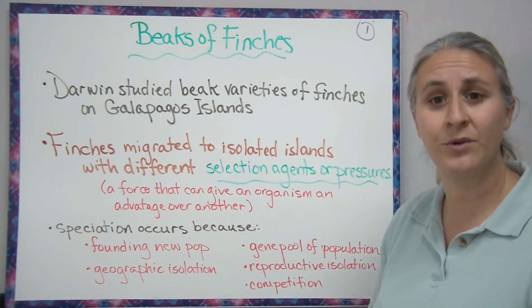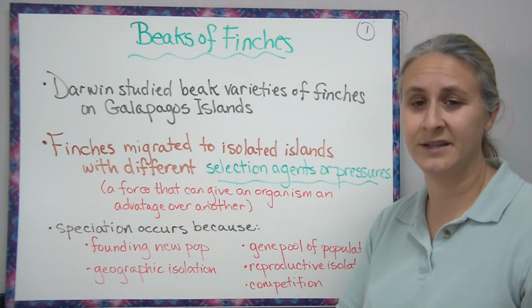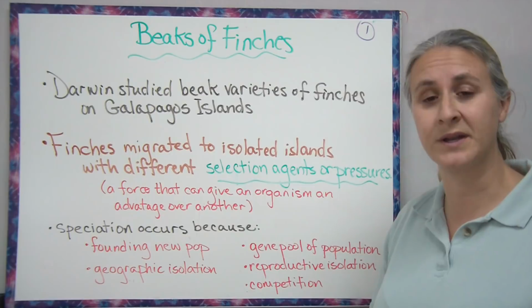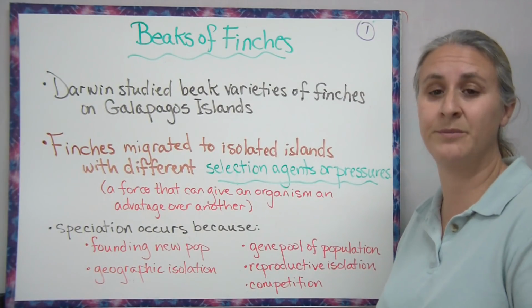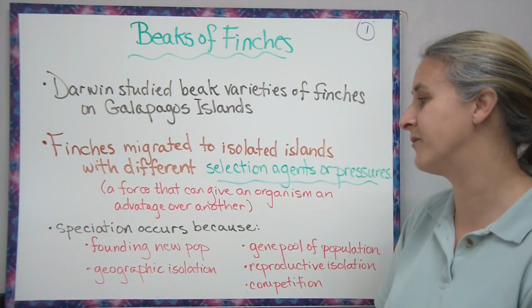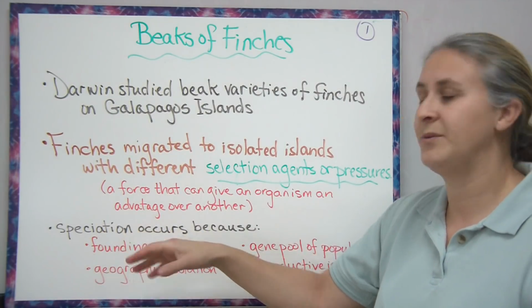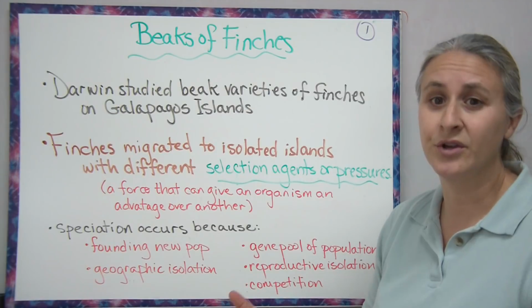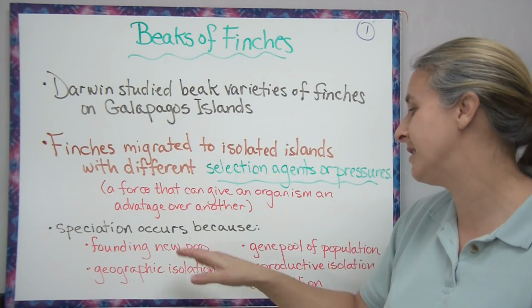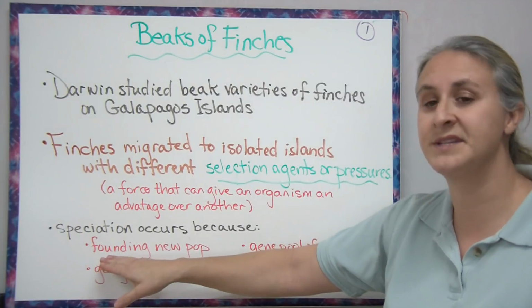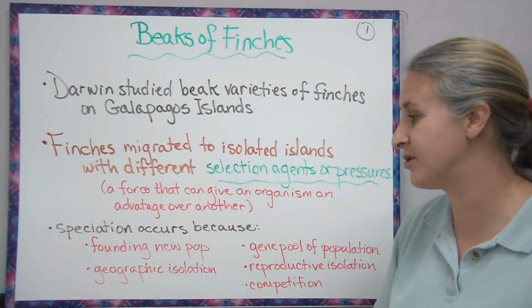One island might have a totally different seed than another island did. This would help some organisms to survive a little bit better if their beak was most adapted for those types of foods. In the end, we end up having speciation occur. A new species will result, and this often occurs because of several different reasons. We have a founding new population.